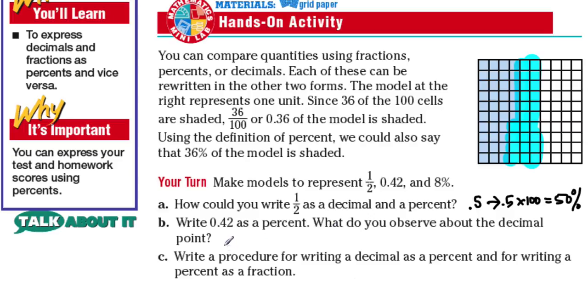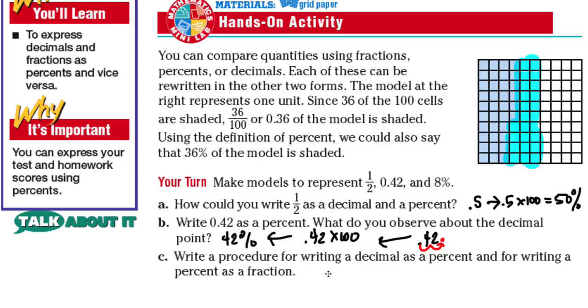How about 0.42 as a percent? What do you observe about the decimal point? You simply move it 2 spaces to the right. I just answered the question for you. So 0.42 as a percent is 42%. Why? Because 42% is just the same as 0.42 times 100. Or if you look at 0.42, you simply move the decimal 2 spaces to the right to make it into a percent.